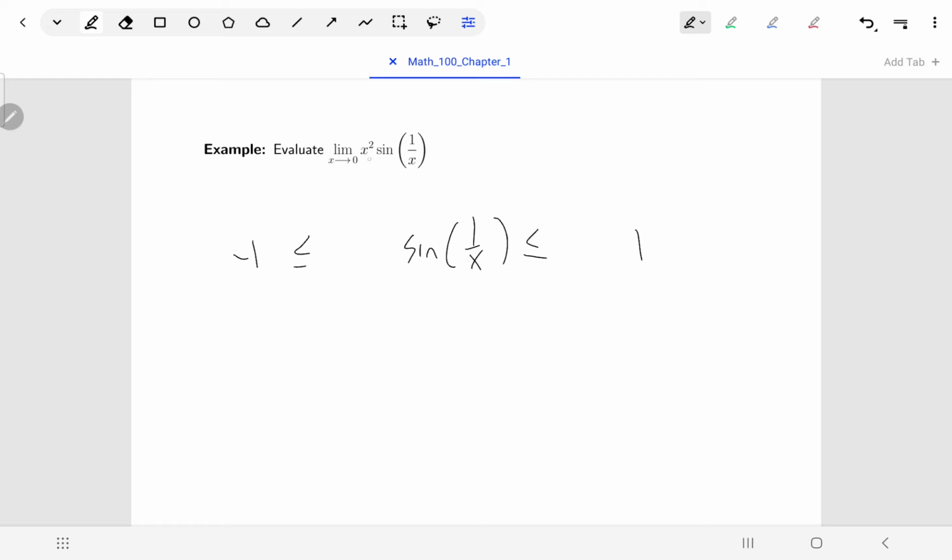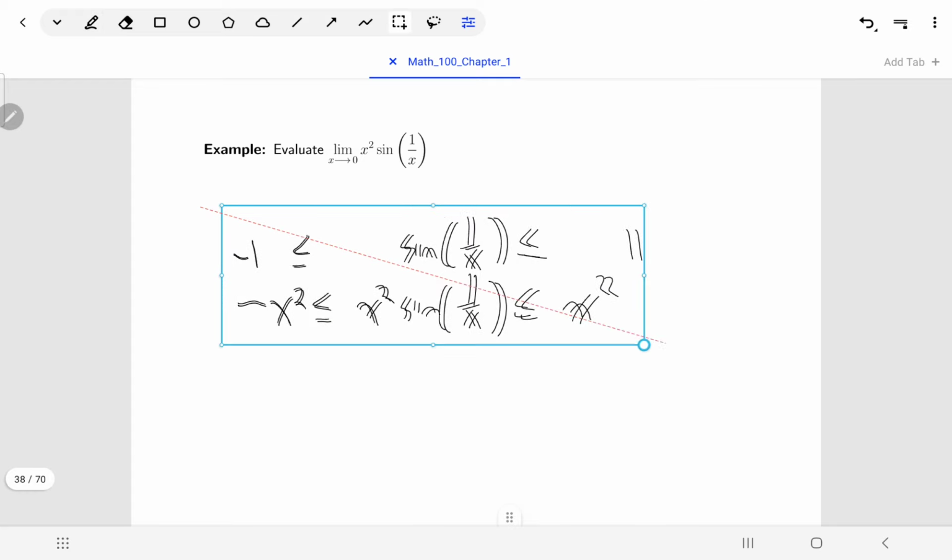But what we're interested in is what's going on with x squared times sine of 1 over x. And that's where I say to myself, well, okay, definitely x squared is going to be something positive no matter what's happening, no matter where x is approaching. So if I multiply all three sides of my inequality by x squared, then my inequalities would still hold. So I could say negative x squared should be less than or equal to x squared times sine of 1 over x, which should be less than or equal to x squared times 1.